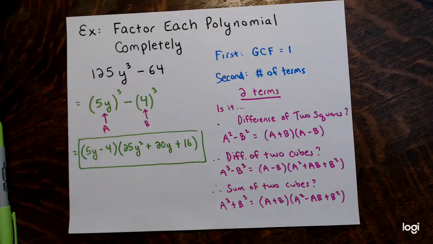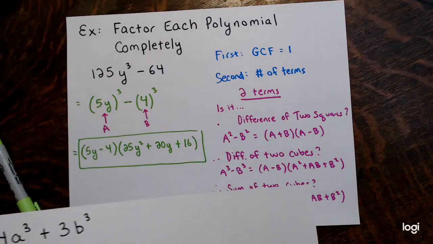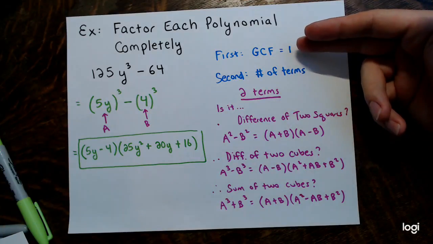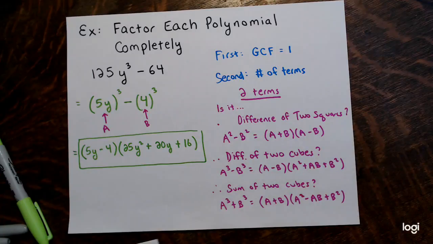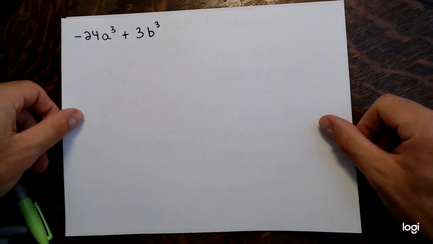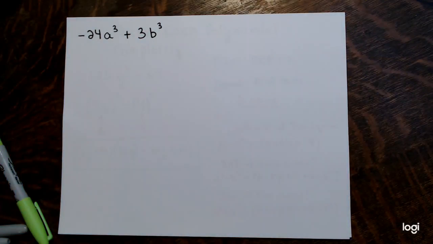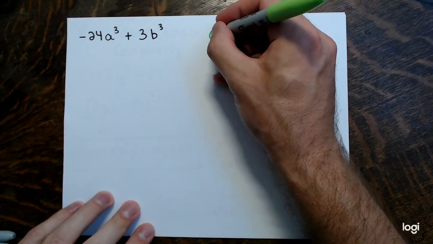Fantastic. Okay, so I have another couple examples where we have two-term polynomials, and basically if it's got two terms and I've already factored out the greatest common factor, is it in one of these three forms? That's the only way we're really going to be able to factor polynomials with two terms. So here's another one. Two terms.